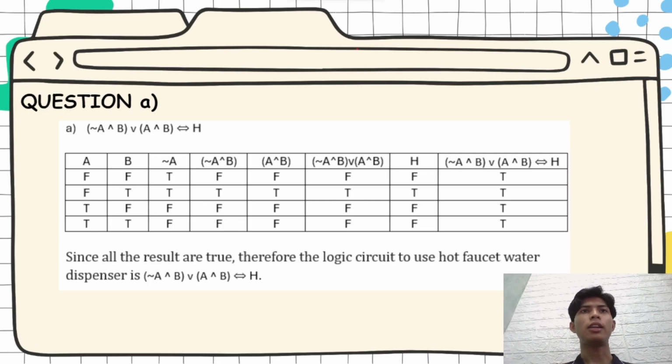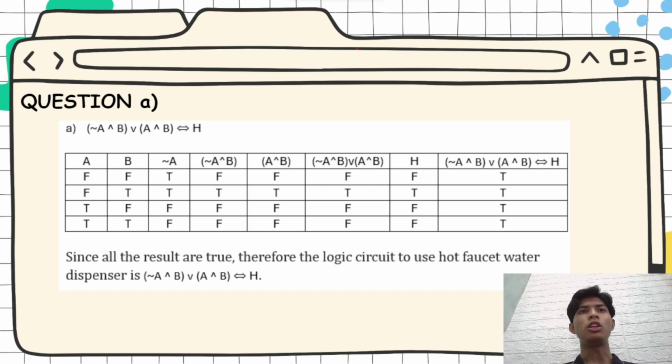Assalamualaikum and hi, my name is Faiz and I will continue with the next slide, which is the solution. For the first question, which is question A, we need to define whether not A and B or A and B is a logic circuit to use the hot faucet water dispenser.